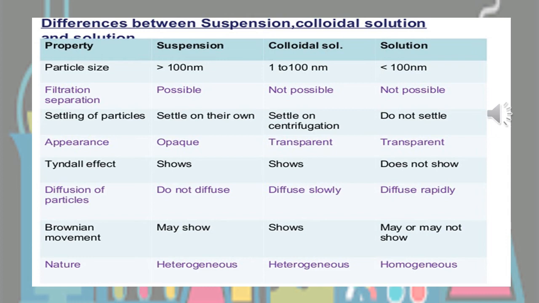And next one is diffusion of particles. In a true solution particles diffuse rapidly, that is, fast, in colloidal solution they diffuse slowly, and in suspension they do not diffuse. And Brownian movement may or may not show in true solution, but in colloidal solution it will show, and in suspension it may show. And the nature of true solution is a homogeneous mixture, and colloidal and suspension are heterogeneous mixtures. So these were some properties of true solution, colloidal and suspension solution.